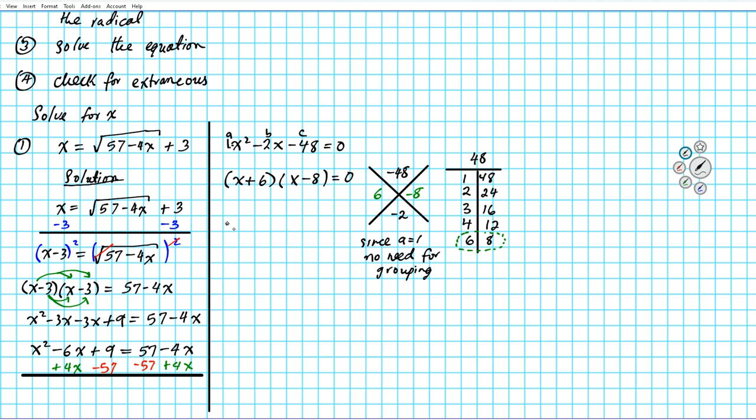Now, using the zero product property, we're going to set both factors to 0. So x plus 6 equals 0 and x minus 8 equals 0. And then we're going to solve. First one, subtract 6 from both sides. We have x equals negative 6. And the second one, just add 8 to both sides, and you have x equals 8. So these are our possible solutions.